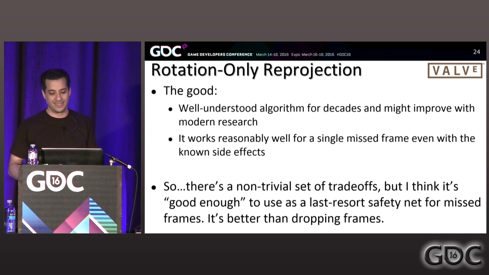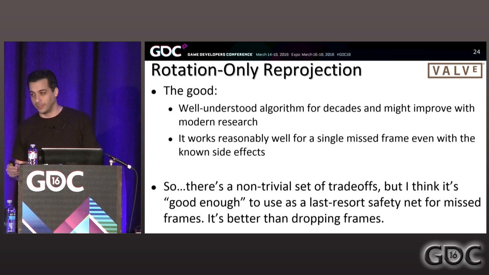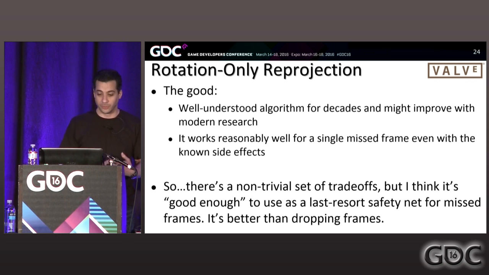And my personal statement is that there's clearly a non-trivial set of trade-offs, but I think it's good enough to use as a last resort safety net to fill in dropped frames. It's better than dropping frames and rendering at 45 hertz. That goes without saying. I hope everyone in this room already agrees with that. Rendering at half frame rate is not shippable, it's not showable. It's very uncomfortable to your users. So it is a usable solution.